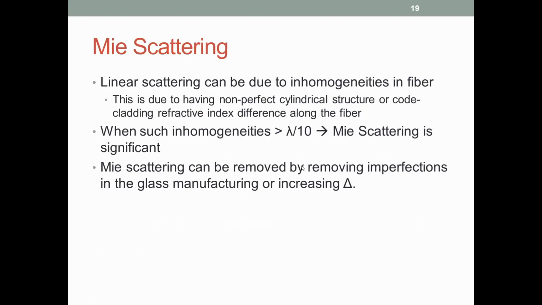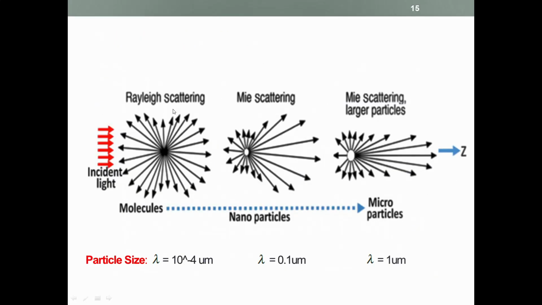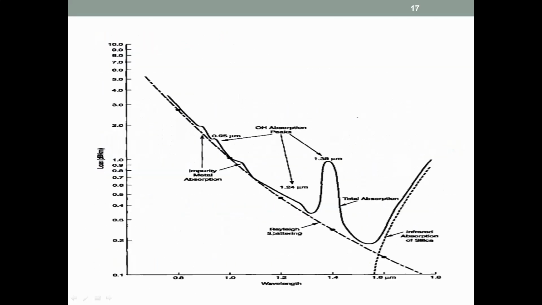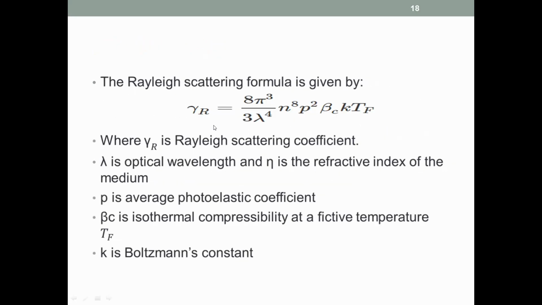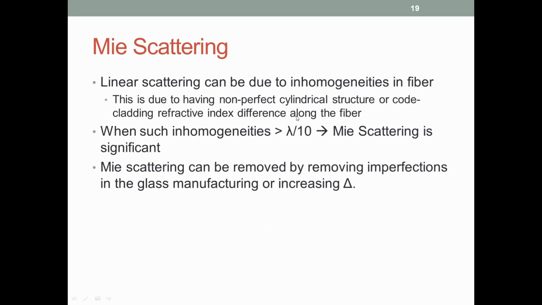Mie scattering can be due to the inhomogeneities. Remember that all is dependent on the size. If the size is very small, like I told you, 10 to the power minus 4 micrometer, we are going to suffer Rayleigh scattering. And if it is 1/10 of lambda, this is what happens when we are talking about Mie scattering. So it is all about the size. Mie scattering occurs with size comparable to lambda, about 1 by 10.